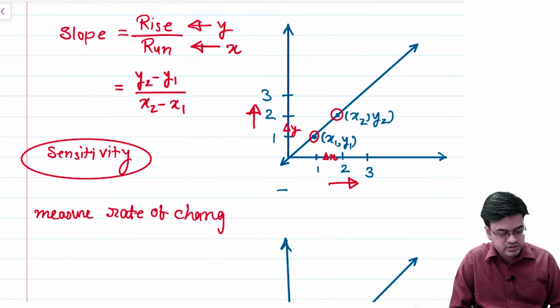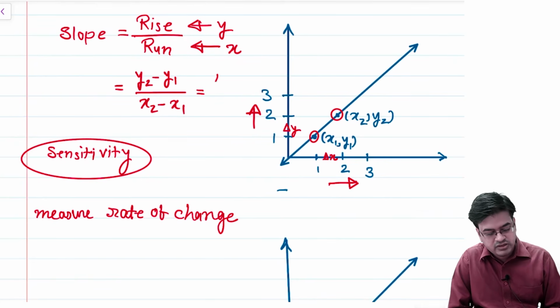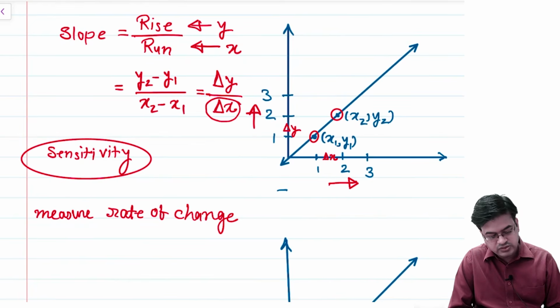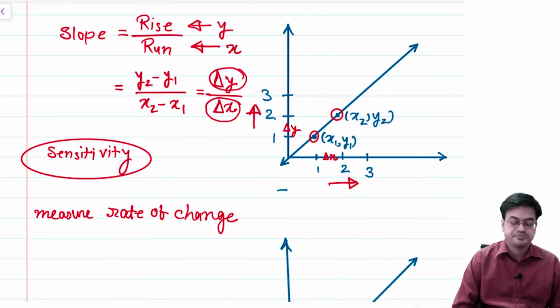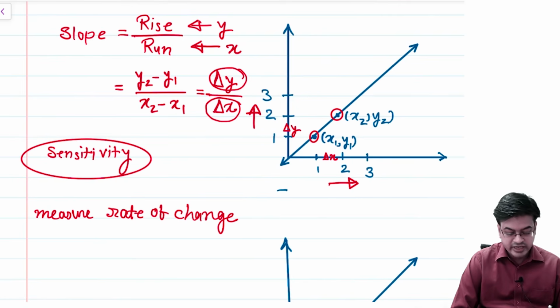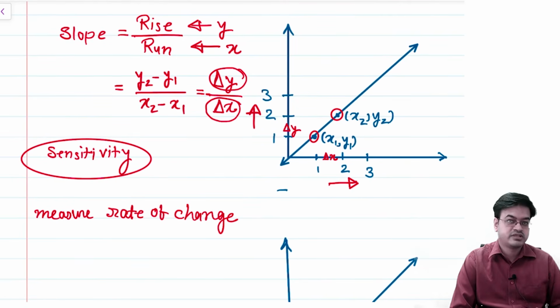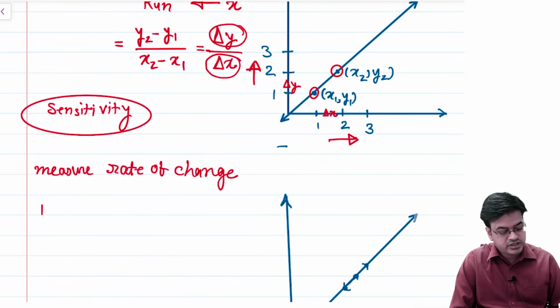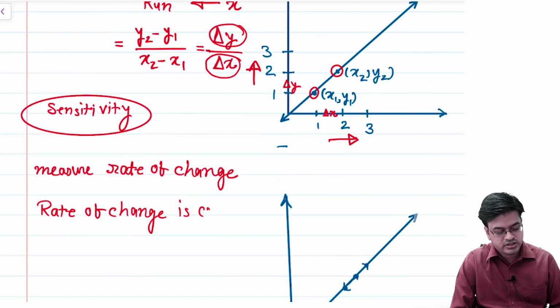So I can use different notation. For example, this we can write as delta y, which is change in y, upon delta x. So for delta x change in x, there will be a delta y change in y direction. This is what it means. Now when we measure the rate of change, when I am talking about a straight line, there is no change in the rate of change. That is, the rate of change is constant in a straight line.